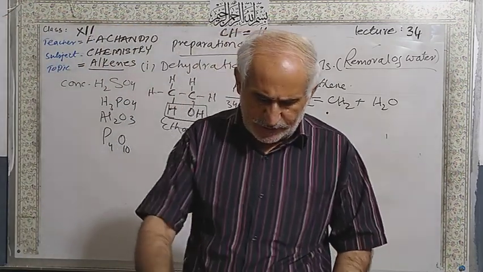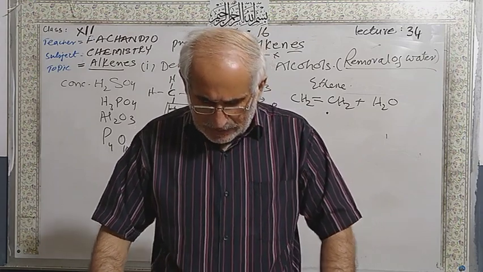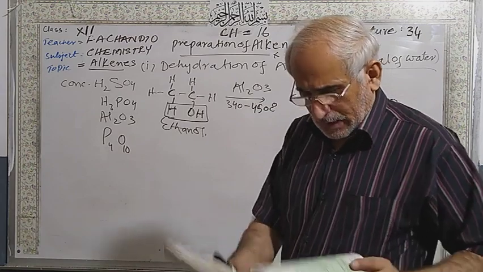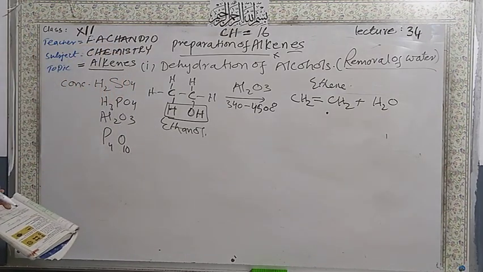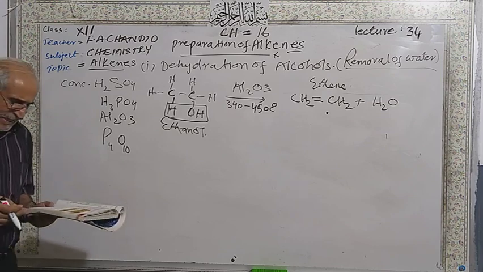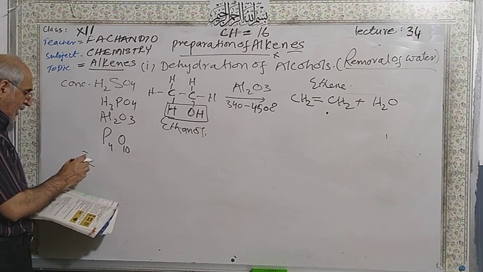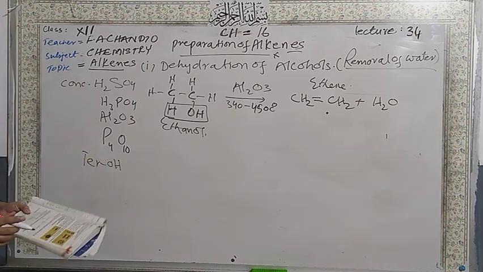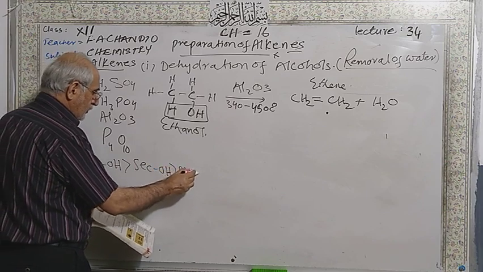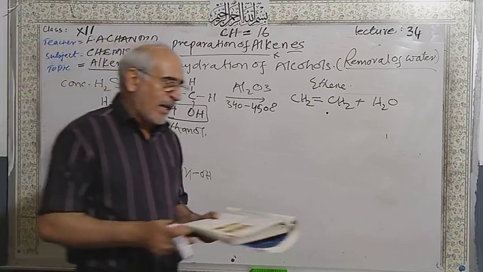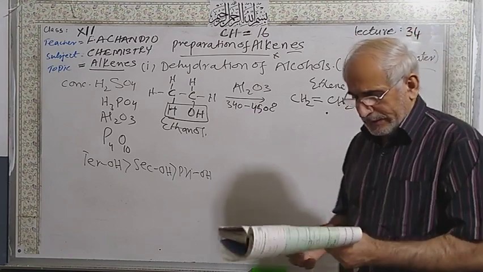Now, dear students, phosphorus pentoxide, sulfuric acid, and phosphoric acid are also used as dehydrating agents. Now, there are types of alcohols: primary alcohols, secondary alcohols, tertiary alcohols. Ease of dehydration of various alcohols is in order. Tertiary alcohol can be dehydrated very easily, then secondary alcohol, then primary alcohol. So primary alcohol is dehydrated with difficulty. Tertiary alcohol is dehydrated easily. The conditions are not very hard.